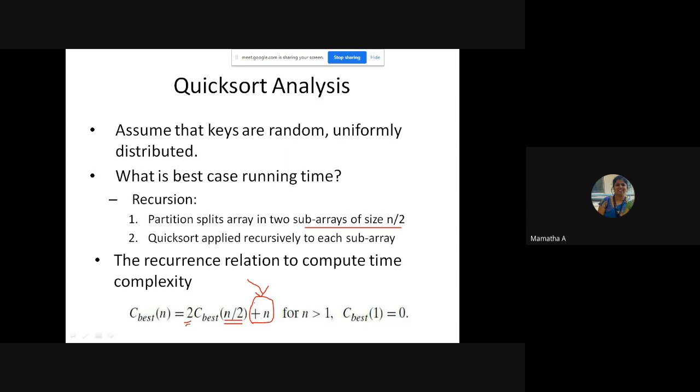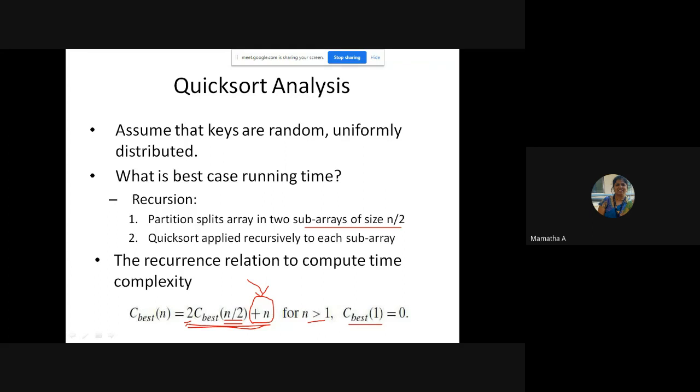I'm not going into the depth, not required. This much is required as per your syllabus. We'll just look into it. 2 times C best of n by 2 plus n. What is this n? n is the number of comparisons made for partitioning the array into two halves, for n greater than 1, and C best of 1 equals 0. And you know that when there is 1, I don't do any comparison when the size is 1. And you all know that this is same as your merge sort. Do you all agree with me? Isn't this recurrence relation same as the merge sort, students?